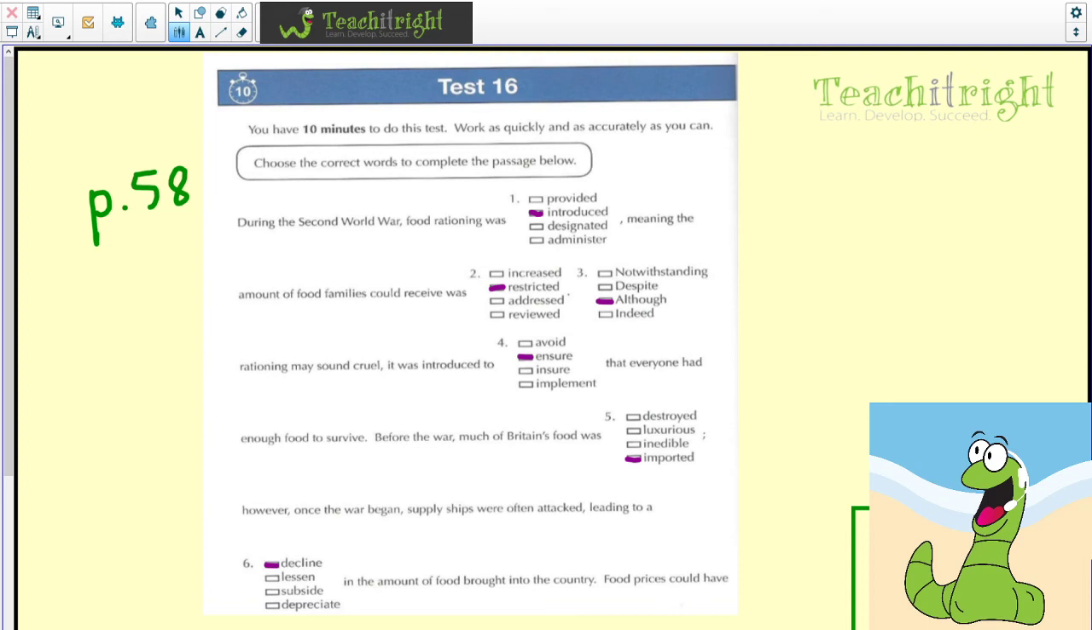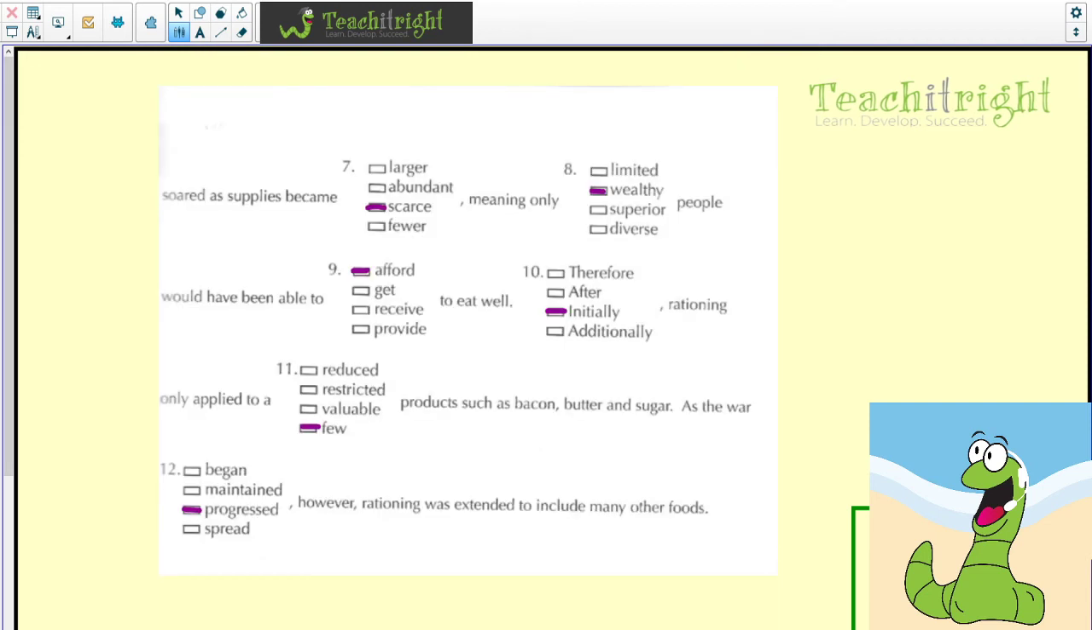the right word. During the Second World War, food rationing was introduced, meaning the amount of food families could receive was restricted. Although rationing may sound cruel, it was introduced to ensure that everyone had enough food to survive. Before the war, much of Britain's food was imported. However, once the war began, supply ships were often attacked, leading to a decline in the amount of food brought into the country. Food prices could have soared as supplies became scarce, meaning only wealthy people would have been able to afford to eat well.